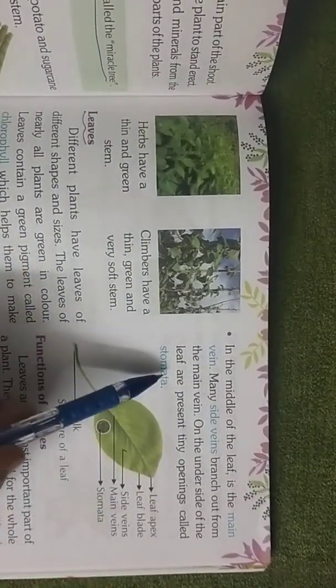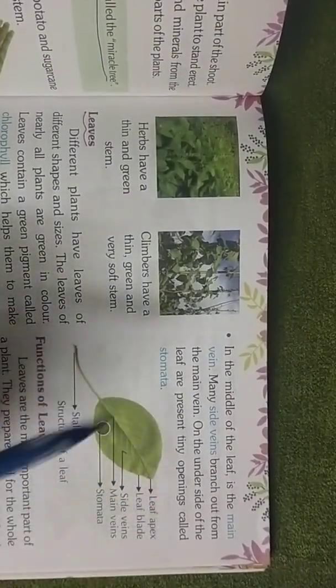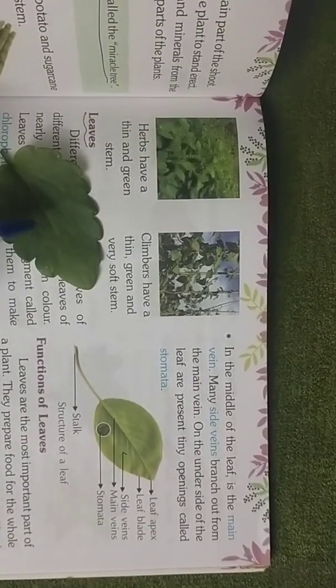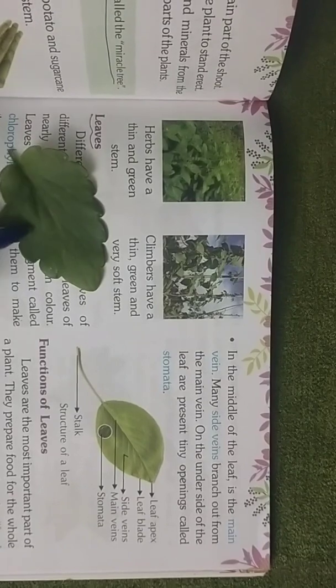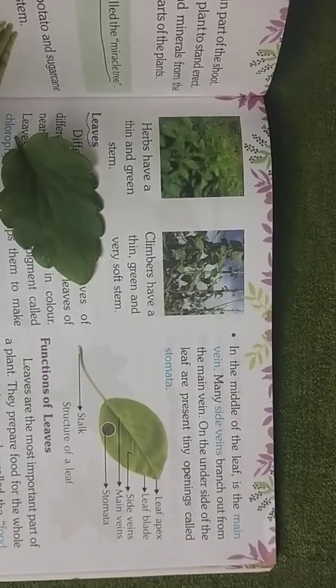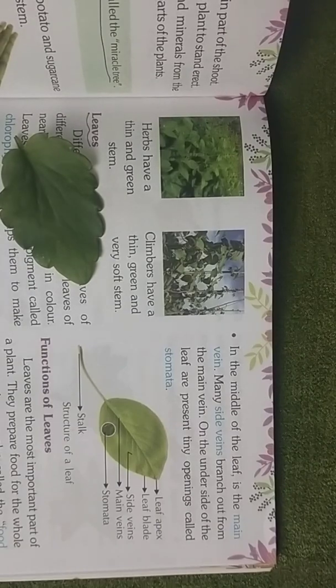On the underside of the leaf are present tiny openings called stomata. Okay, see, small pores are present on the surface of the leaf. We call it stomata, and it helps in breathing. Understood?